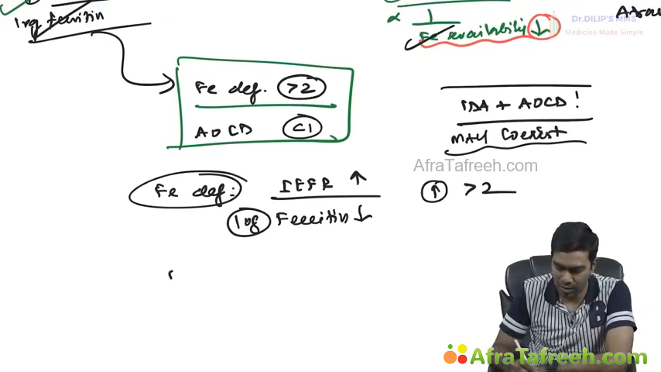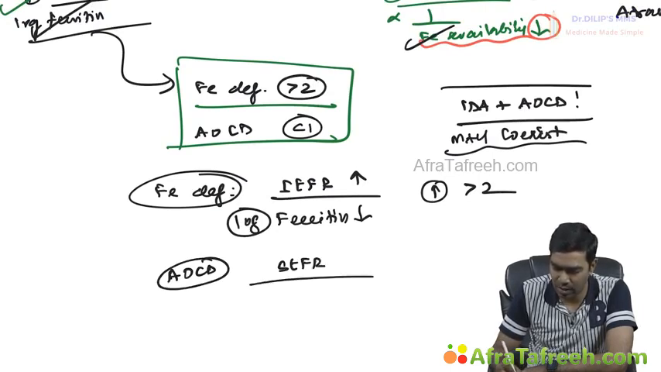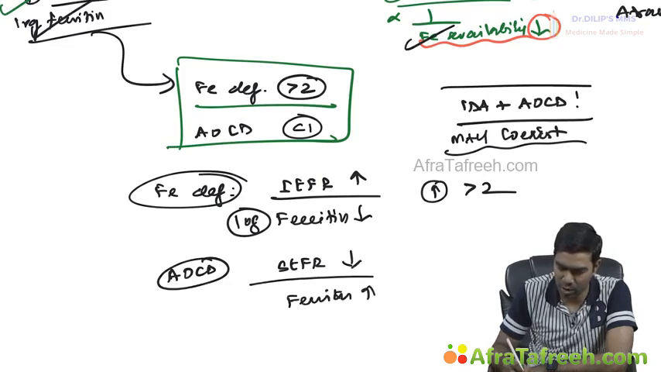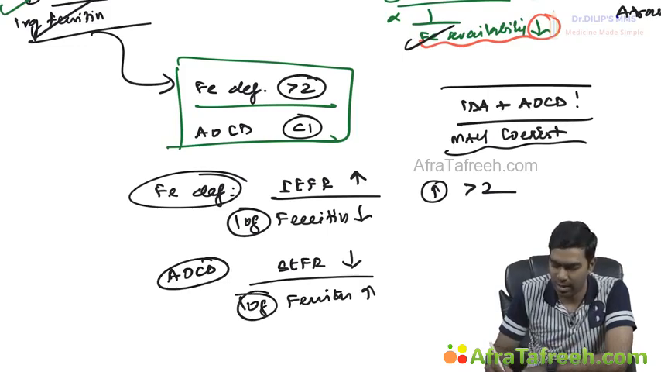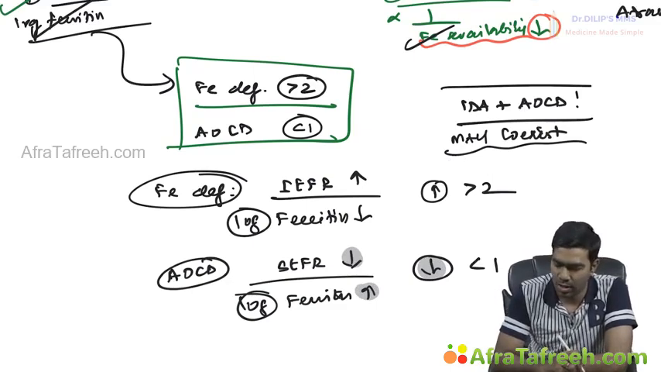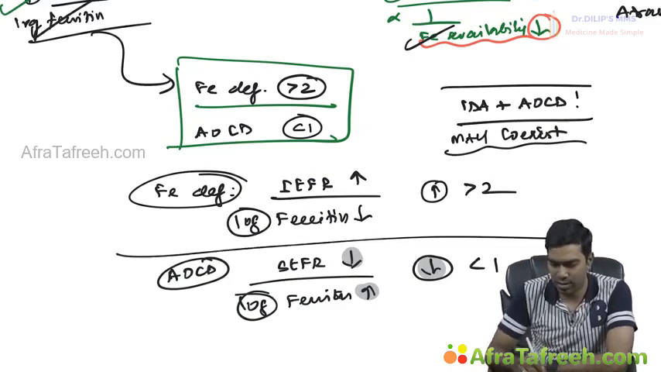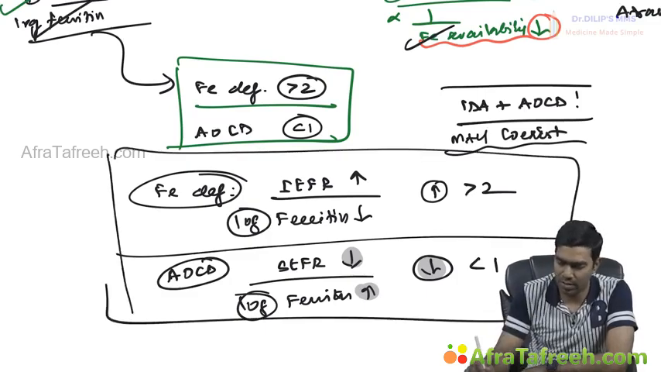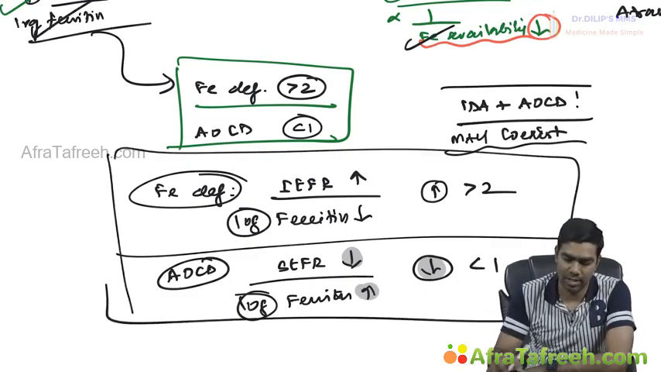But on the other hand, in anemia of chronic disease, what happens to the soluble transferrin receptor? It is going to decrease, and the ferritin is going to increase. You can put log here. So the log of ferritin will increase, which means the ratio will automatically decrease, because the numerator is decreasing and the denominator is increasing. This brings the ratio to less than 1. So that is the reason why the soluble transferrin receptor by log of ferritin is extremely important.